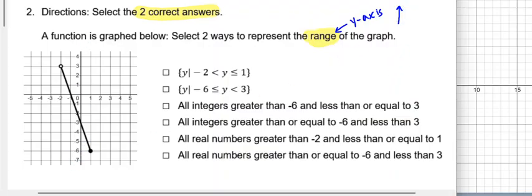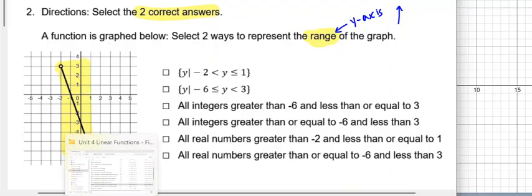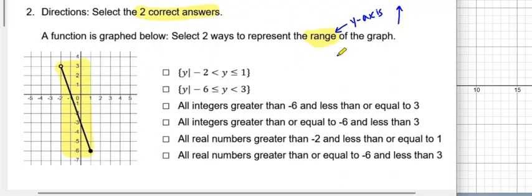For the range, if you notice, there's nothing here at the bottom. Our range starts from -6 right here and then goes all the way up to +3. So the range is everything from -6 to +3. All right, so how do I talk about that? Using either math symbols or words.